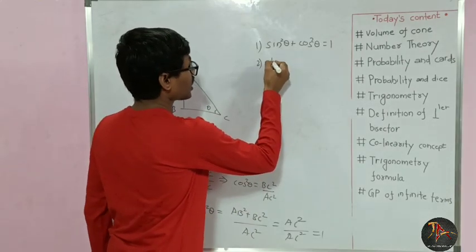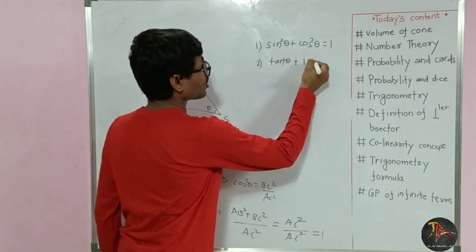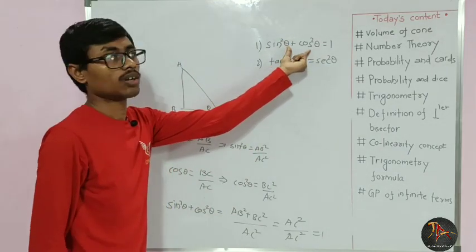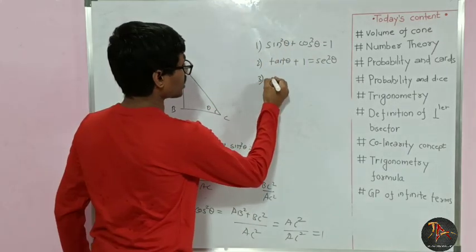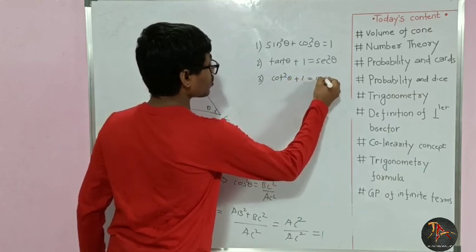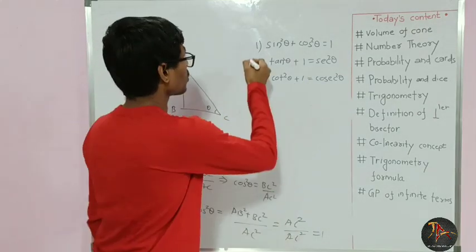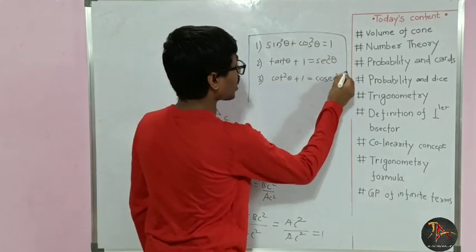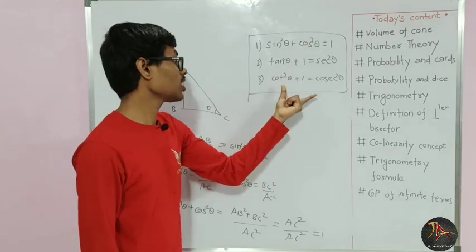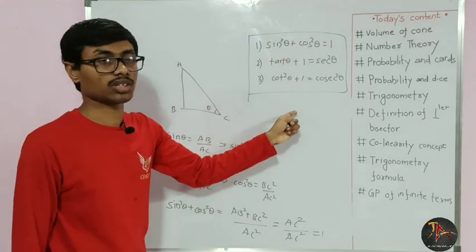Now again, tan square theta plus 1 is equal to secant square theta. This we can also prove from this. Again one more formula is there: cot square theta plus 1 is equal to cosecant square theta. These 3 are the important formulae of today's class. You have to remember them. In any case, there will definitely be 1 or 2 questions from these formulae.